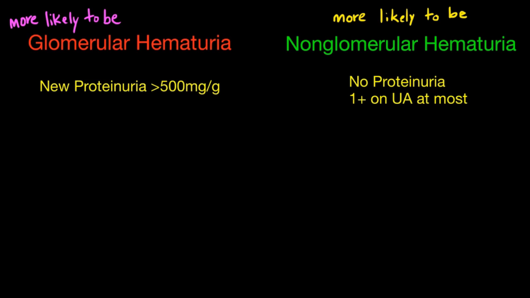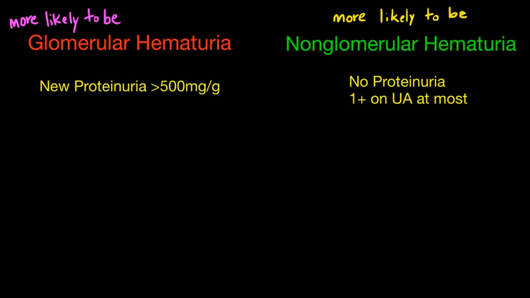Now, first of all, the presence of new proteinuria would be a great sign that this is glomerular in etiology. So proteinuria, remember, is seen with glomerulonephritis, and so that indicates that there's some sort of glomerular injury. And so, if I saw more than 500 milligrams per gram of creatinine protein in the urine, that would really make me think that this is coming from the glomeruli.